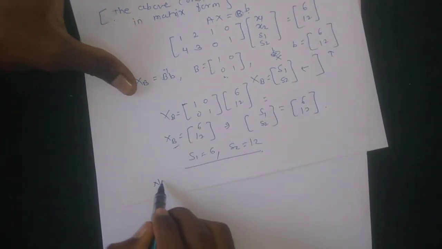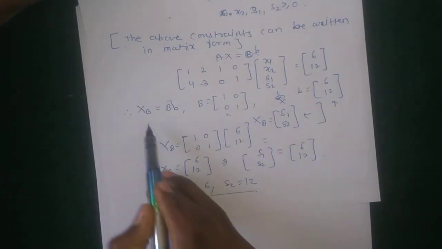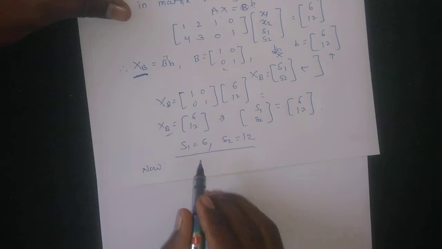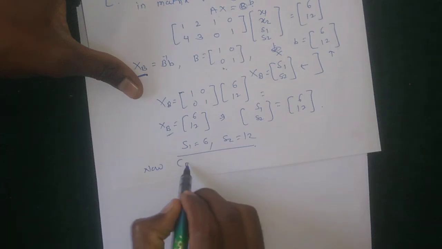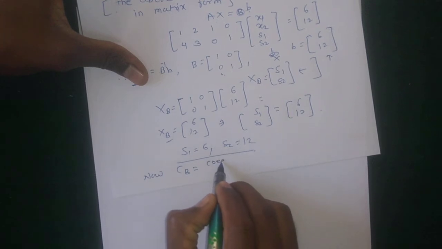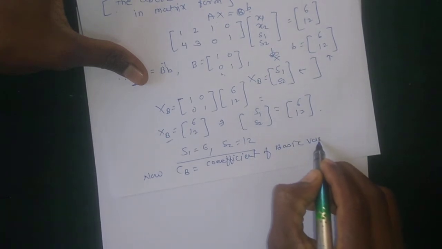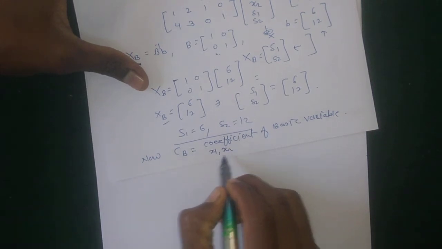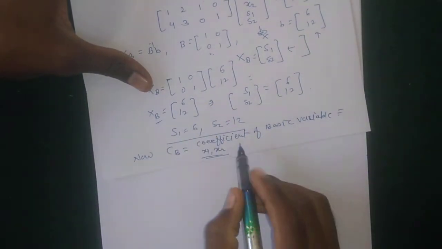Okay, and now the coefficient of xb in z. The coefficients of xb in z are 0 0, that is cb, the coefficient of the basic variables. Here s1 and s2 are the basic variables, so cb is the coefficient of xb.